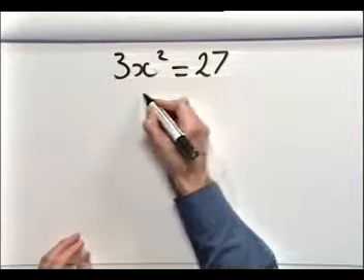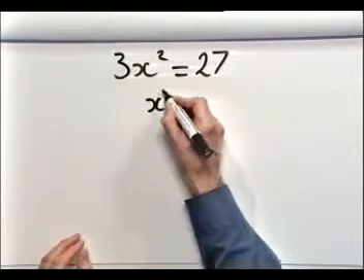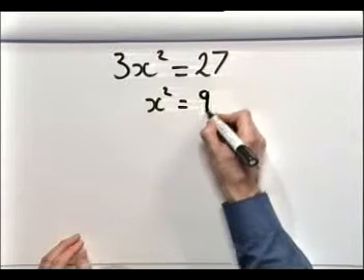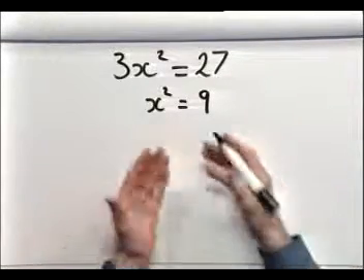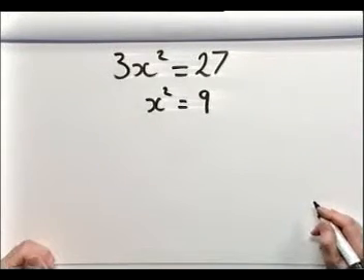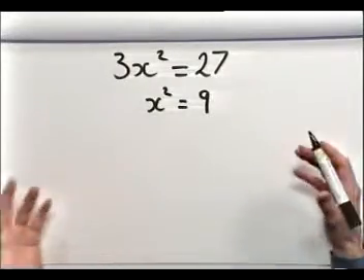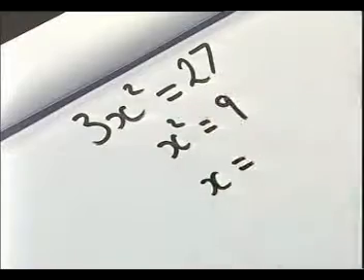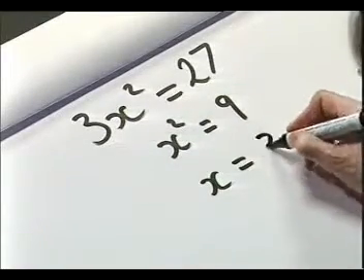3x squared equals 27. And let me break a few of the rules that I've just said. So let me cancel both sides by 3, since obviously 3 goes into 3x squared and leaves us x squared, and 3 goes into 27 and leaves us with 9. So I've got x squared equals 9. Now let me do the natural thing, which is to take the square root of both sides. Square root of x squared is x, and the square root of 9 is 3.